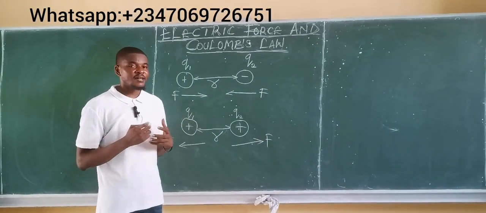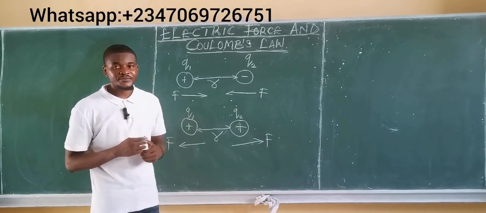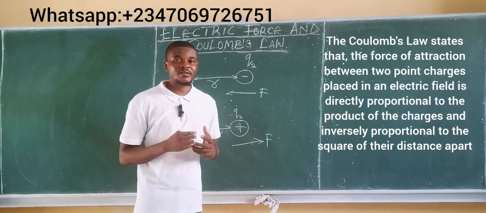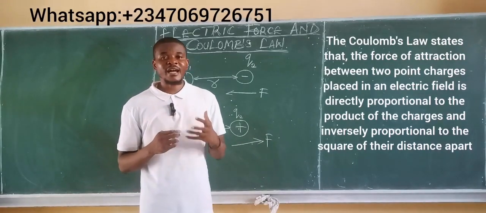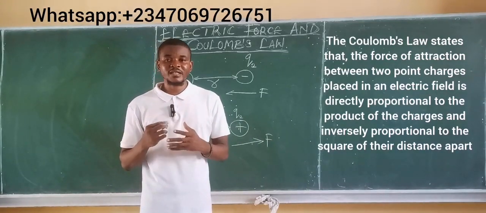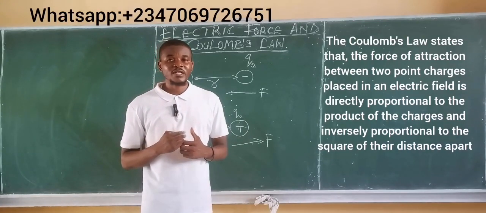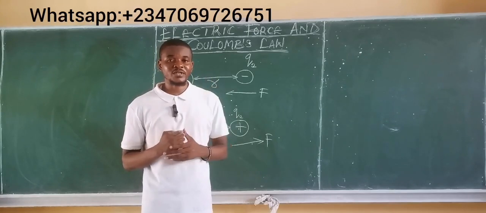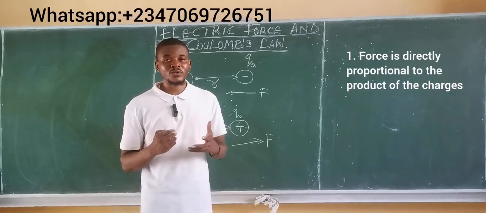Now what is the idea of Coulomb's law considering two point charges placed in an electric field? Coulomb's law simply states that the force of attraction between these two point charges is directly proportional to the product of the charges and inversely proportional to the square of their distance apart. So there are two key things to pay attention to in that definition. One, the force is directly proportional to the product of the charges.